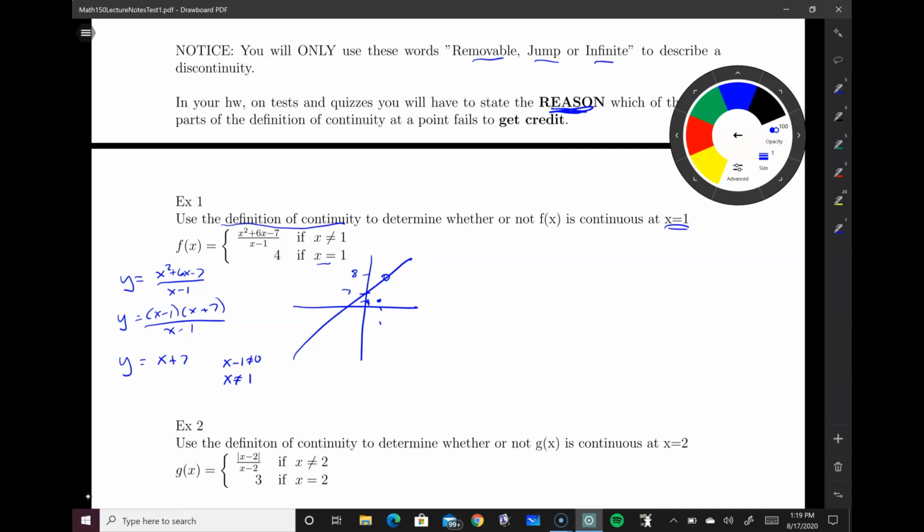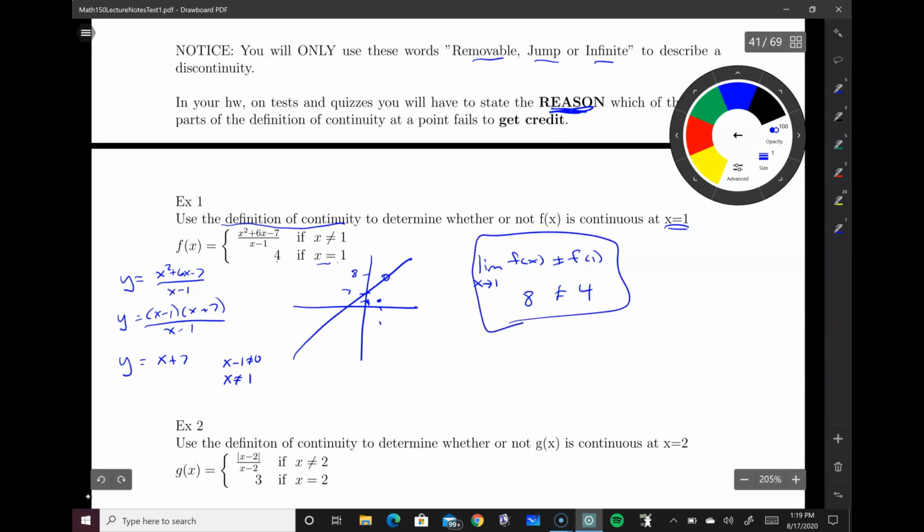So what I need to do is talk about how the limit as x goes towards 1 does not equal f of 1. I know that f of 1 is equal to 4, because that's what is defined. When x is 1, y is 4. And the limit as x goes towards 1 is 8. These are not equal to each other. So this is necessary to show that it is not continuous at x equals 1.